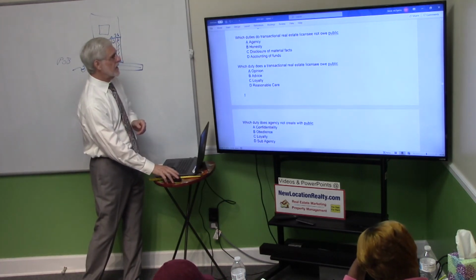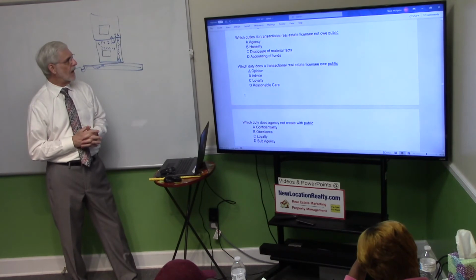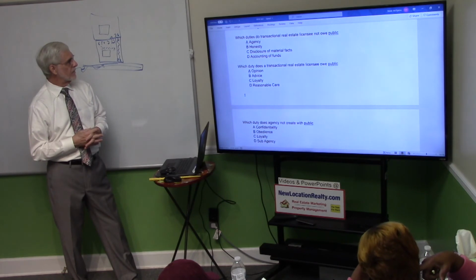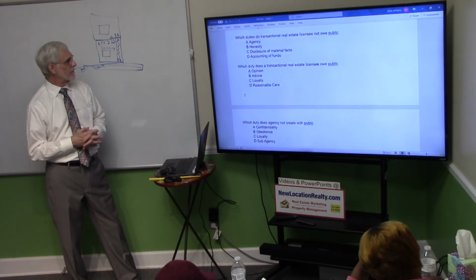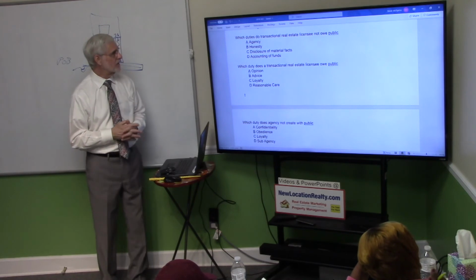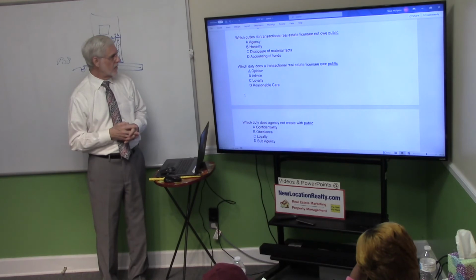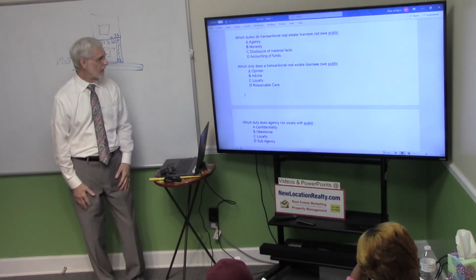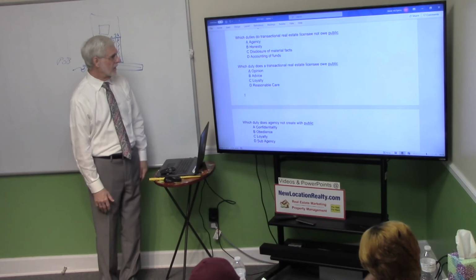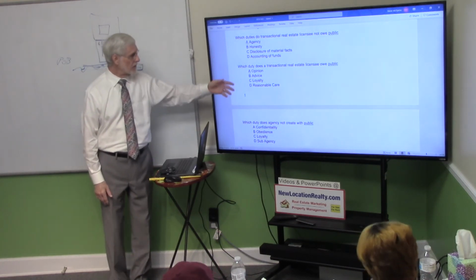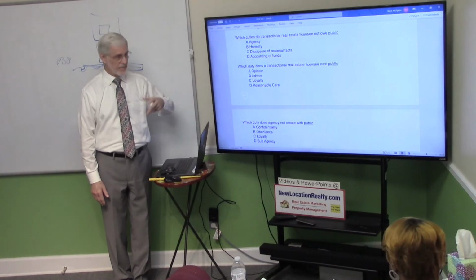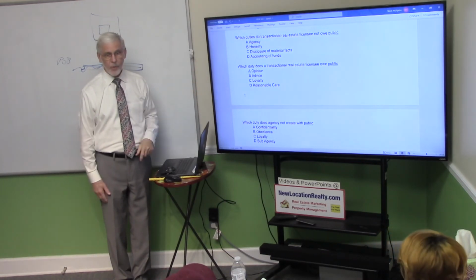Which duties does a transactional real estate licensee not owe the public? Disclosure of material fact. Agency. Agency, because it says transactional. Right. Which duty does a transactional real estate licensee owe the public? Reasonable care. They owe that to the public. They don't owe, it's transactional, so they can't give their opinion, their advice, or loyalty either.